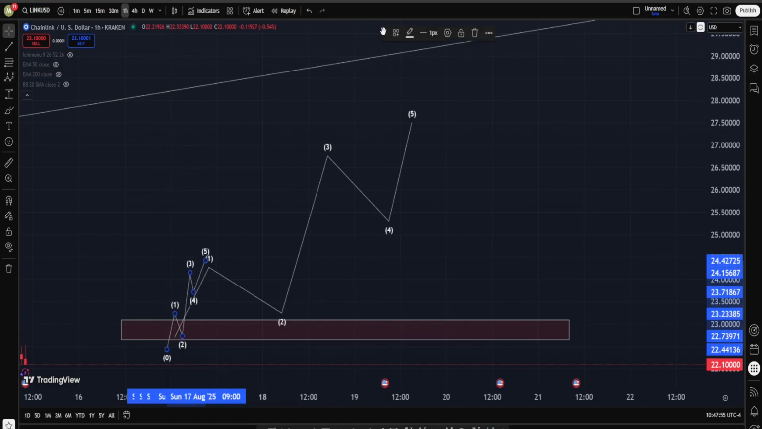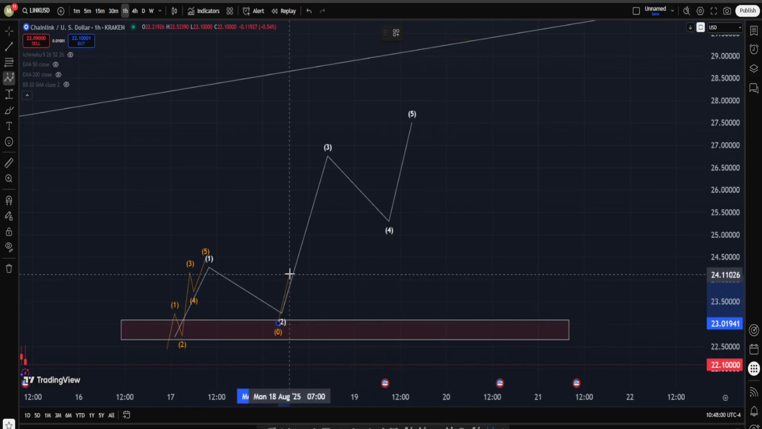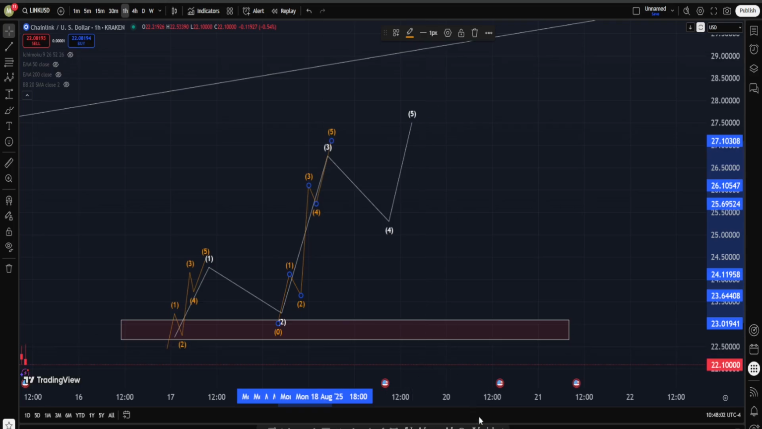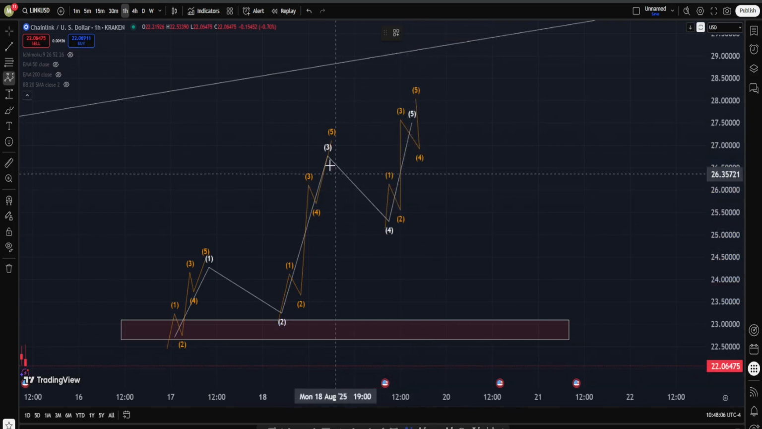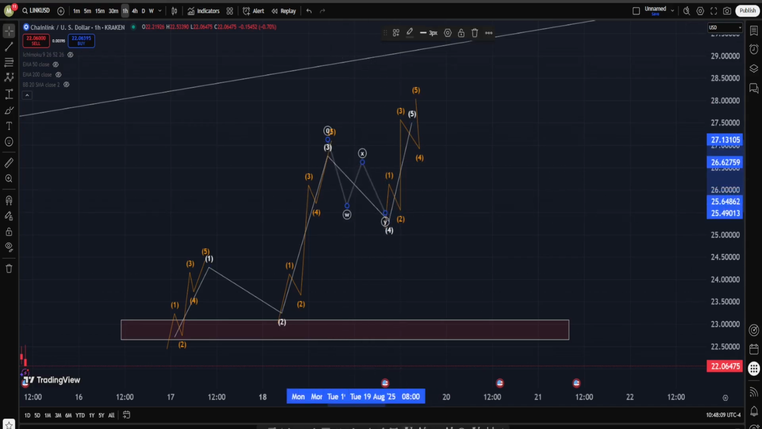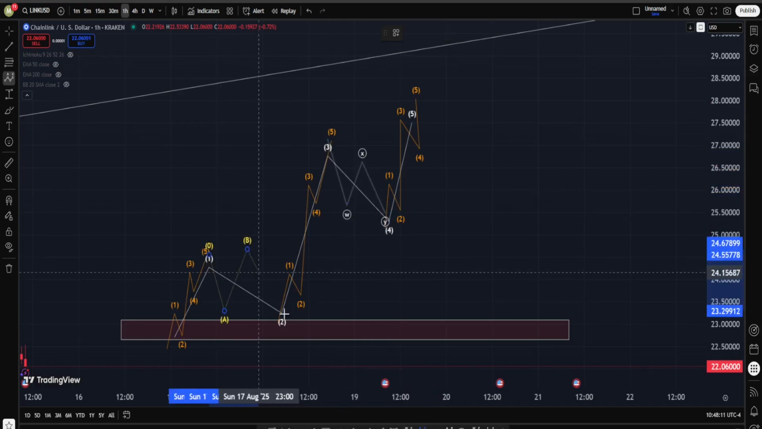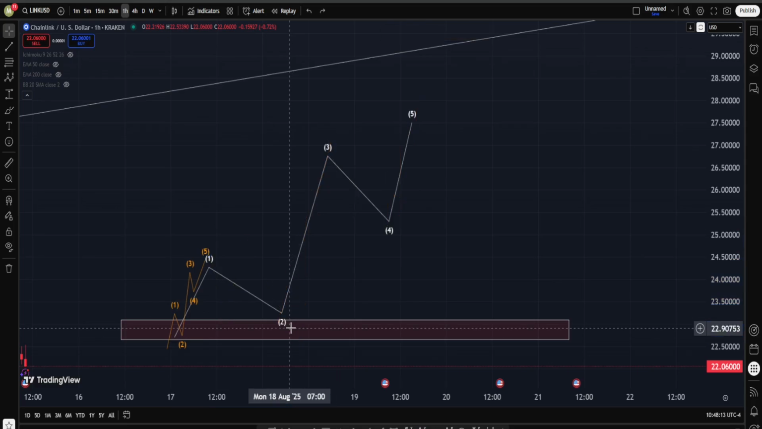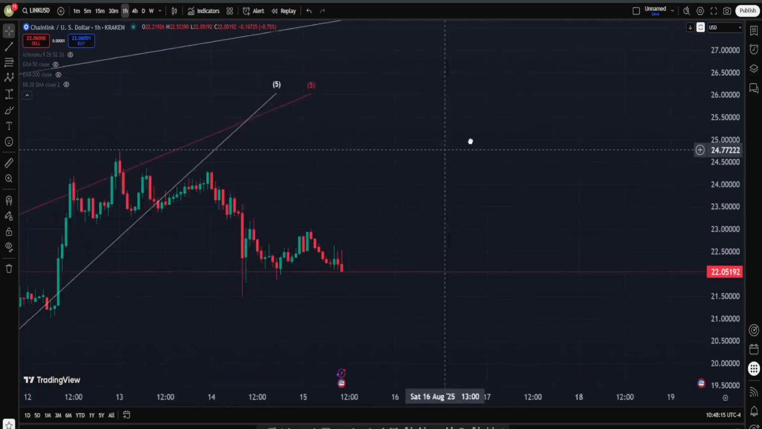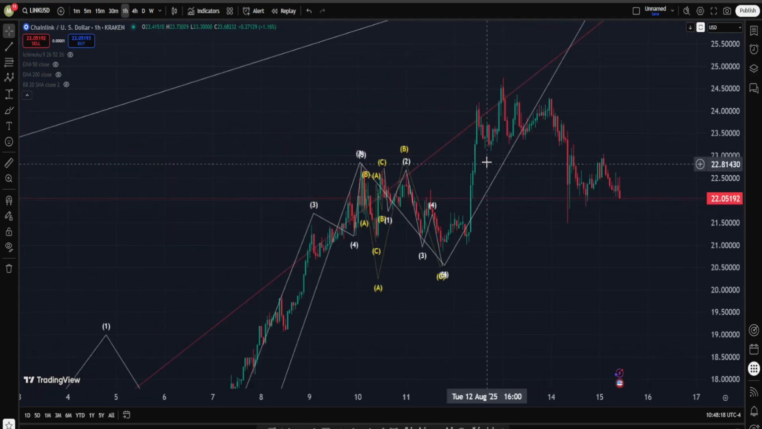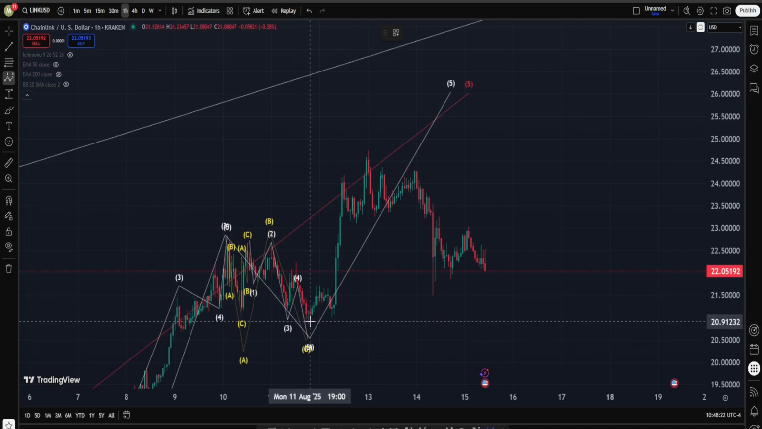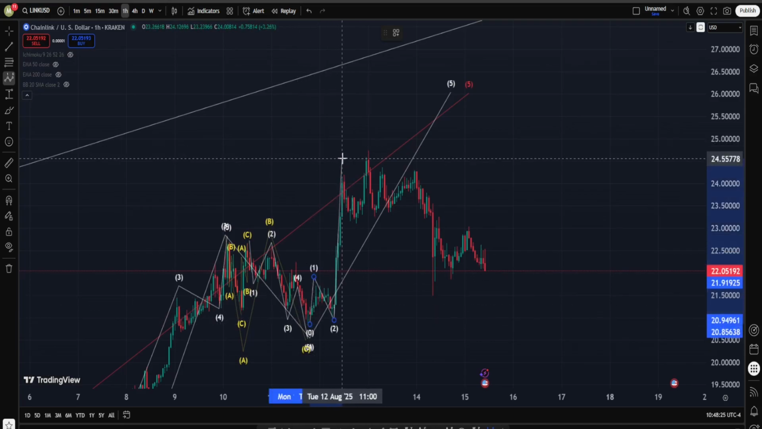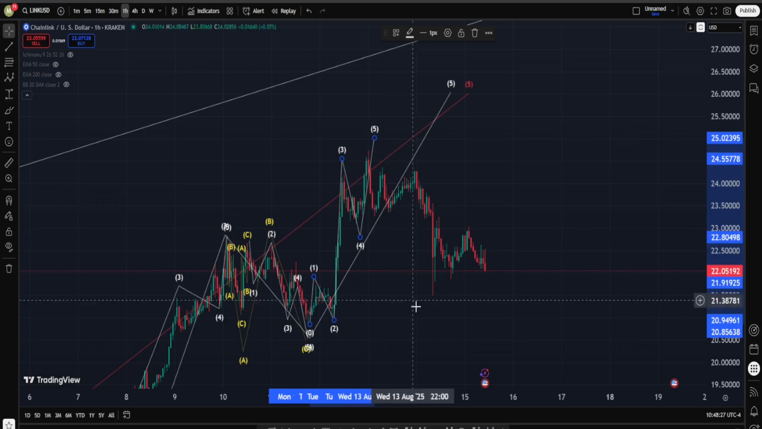And for our sub waves, let's change the colors. If you are a regular viewer, you know what is going on. We must be able to find 5 waves up into wave 1, 3, and 5. And for wave 2 and 4, we can have different counts. Let's say WXY into 4 and an ABC structure into wave 2. And this is exactly why I said in Chainlink, I want to see another 5 wave up. And I think we can all agree this is a pitch perfect, clear cut 5 wave on the upside.